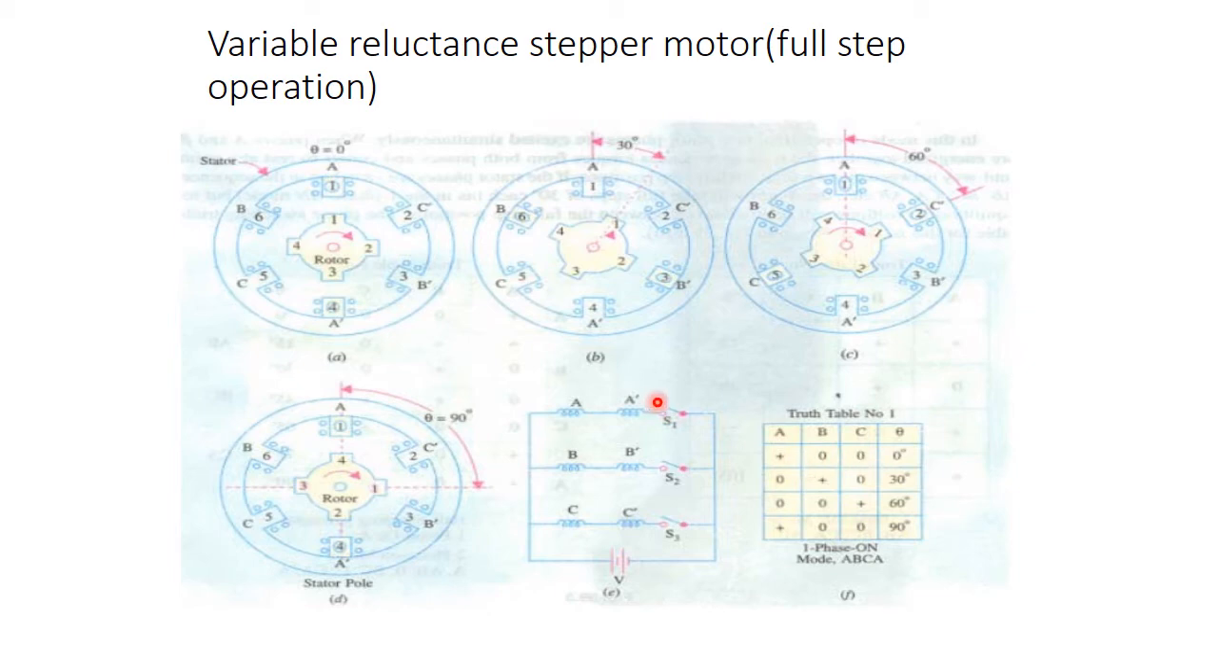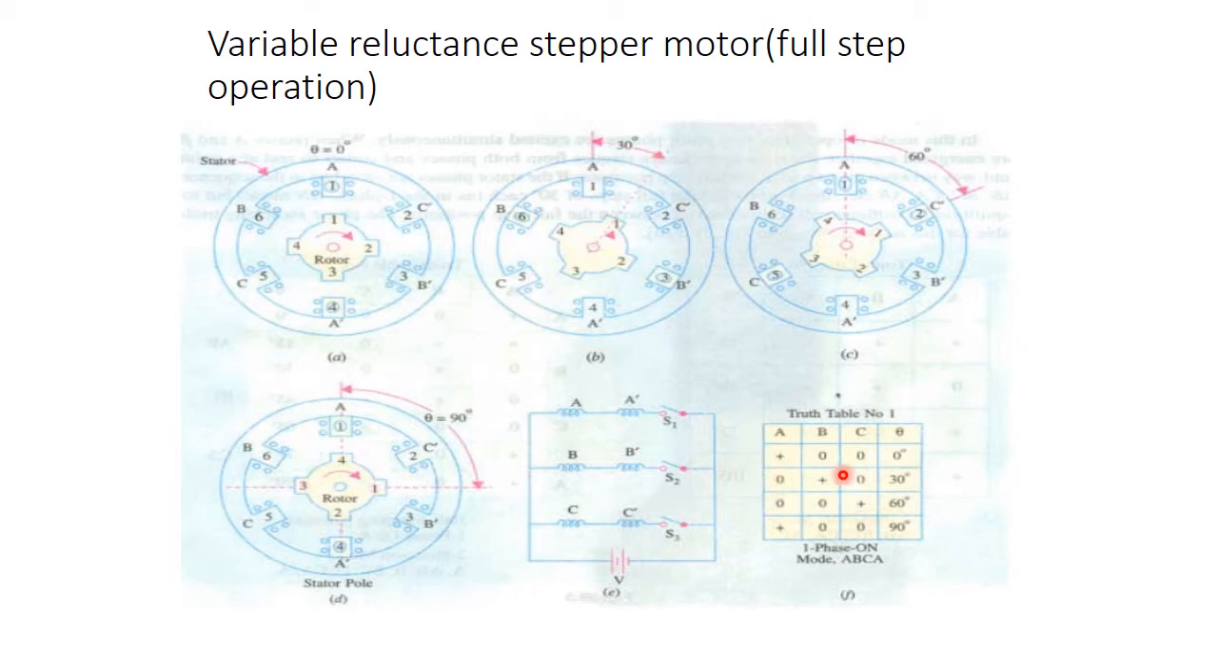Next, the first switch is opened and switch S2 is closed, so the stator winding B dash gets energized. When it is energized, the position of the rotor changes. It rotates in such a way that rotor positions 2 and 4 get aligned with stator positions 3 and 6. As it rotates, you can see the first rotor tooth takes a position of 30 degrees; it rotates through an angle of 30 degrees.